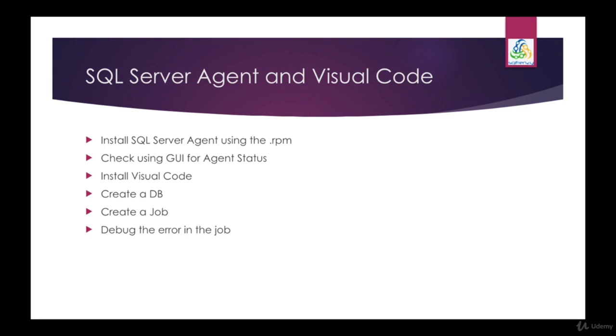We'll be logging into our Windows host and opening SSMS, through which we'll be looking into the agent status and everything. We have a new tool introduced called Visual Code, which is a client-based tool with .NET code running in the backend to connect to SQL, through which you can create a database, run some scripts, or create a job. So we'll look into that in detail.